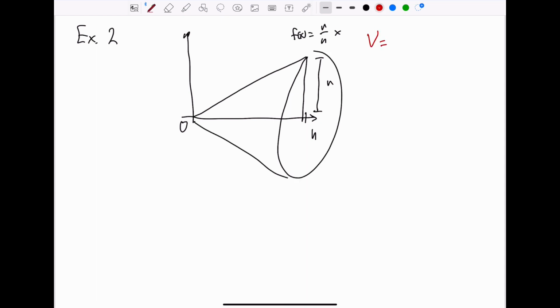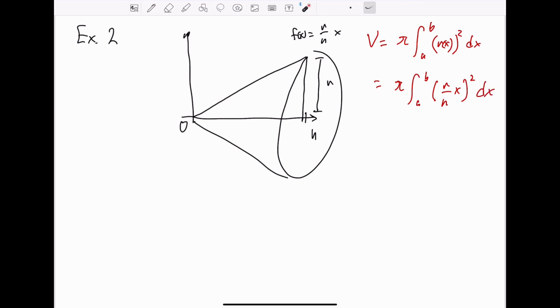Once again, we use the volume formula pi times the integral from a to b of the radius function squared. The radius function, once again, is just the y value of the function itself. So we have pi times the integral from a to b, and r of x here, the radius, is r over h times x. Now this might look a little bit intimidating because we have the constants r and h and pi, and these a's and b's, these should actually be from 0 to h. So we integrate from 0 to h to obtain the entire volume.